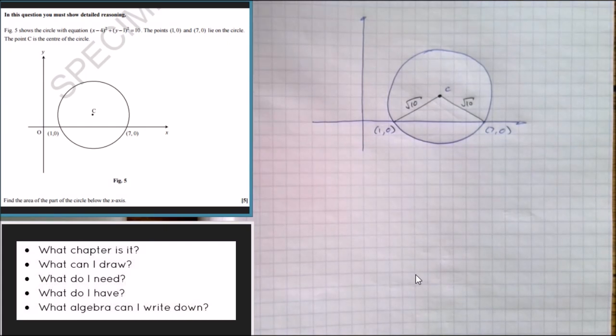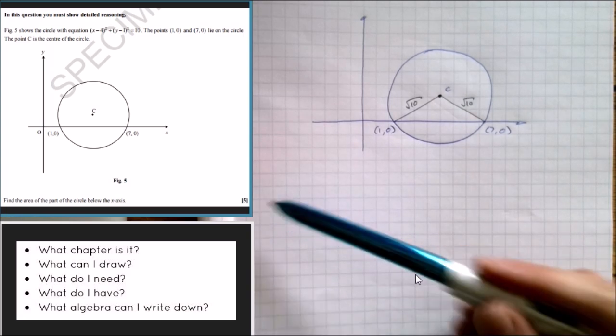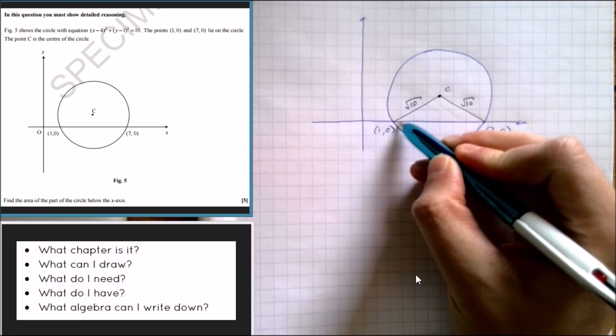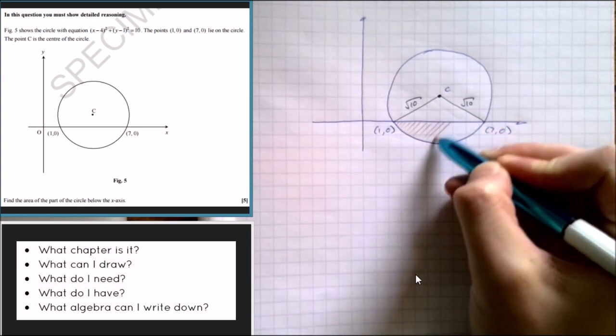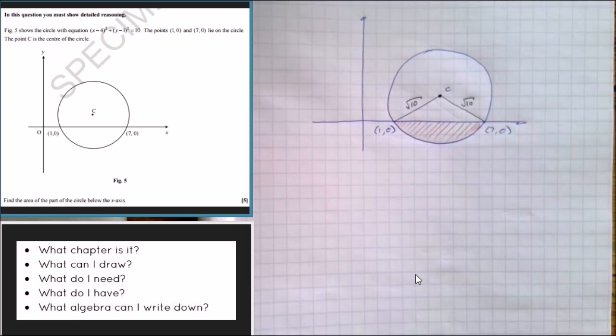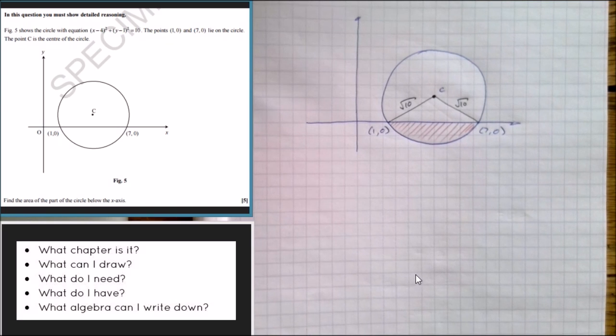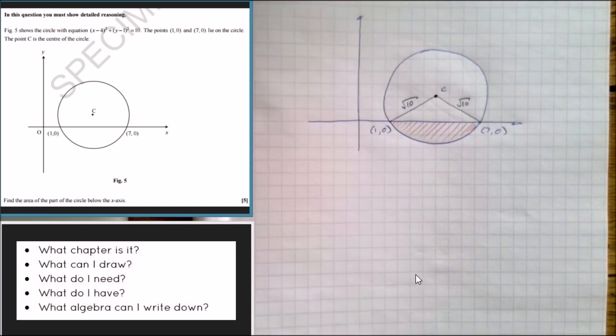All right. What do I need? Find the area of the part of the circle below the x-axis. So I need this here. Already drawing those bits on might give you a better sense of what we're going to be needing to do. So if you think you know what to do, pause the video now and give it a go yourself before I do it for you.